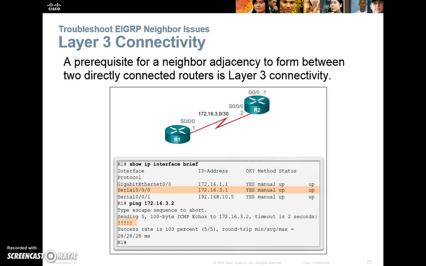Of course, the first thing is to make sure that both routers can form adjacency. Make sure that the interface is up and you can ping each other. Make sure that the directly connected interfaces between the two routers can ping each other before they can exchange any EIGRP packets.